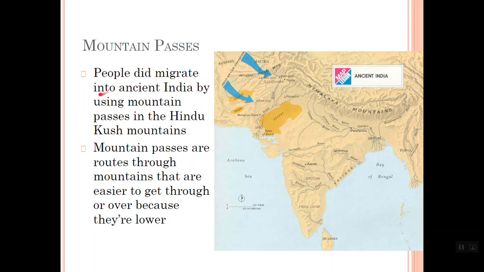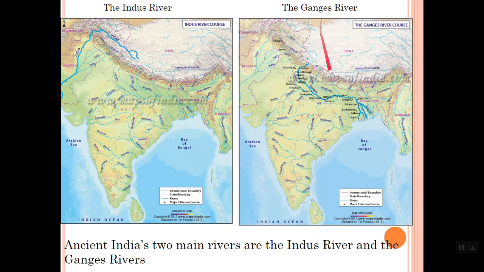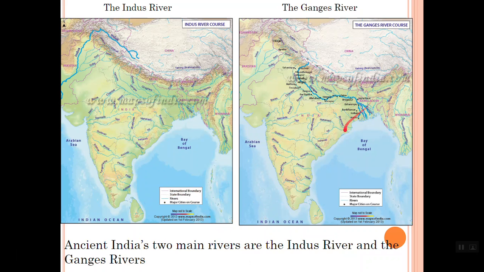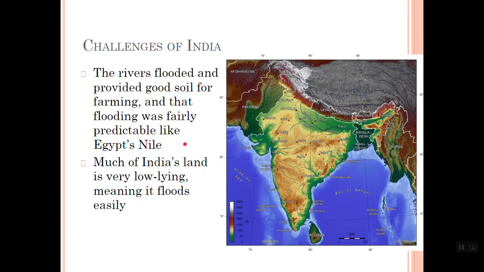Different mountain passes. People did migrate into ancient India by using mountain passes in the Hindu Kush Mountains and through this area. Mountain passes are routes through mountains that are easier to get through or over because they're lower in elevation. That makes sense, right? So you've got the Indus and the Ganges rivers, which go through the two areas. Again, water sources helping with survival.